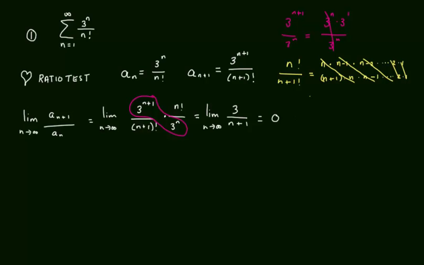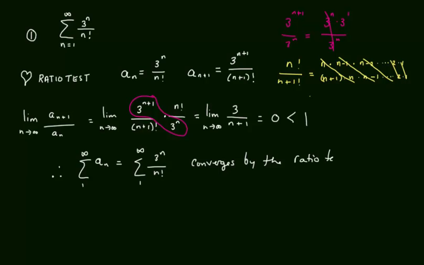Now we compare this limit to 1. If you recall, this limit 0 is now less than 1, so that tells us that the series converges. So I'll say, therefore, the sum from 1 to infinity of a_n equals the sum from 1 to infinity of 3 to the n over n factorial converges by the ratio test.